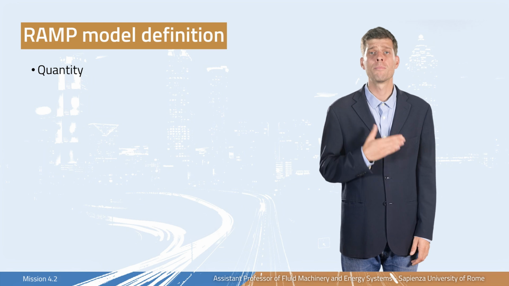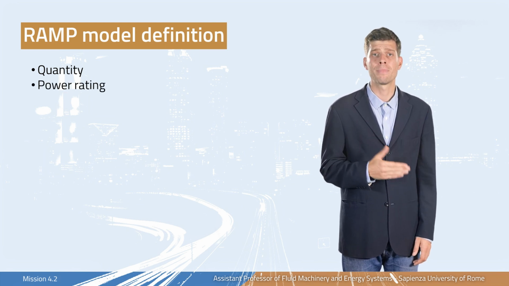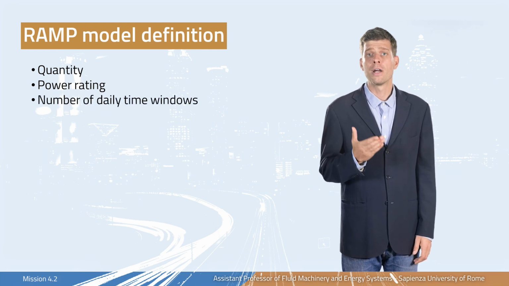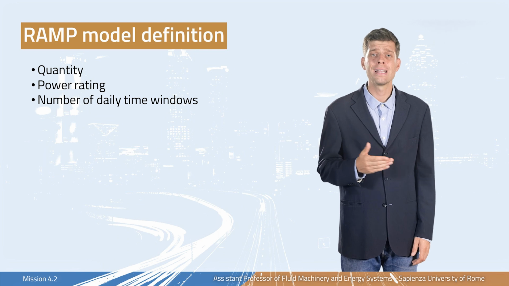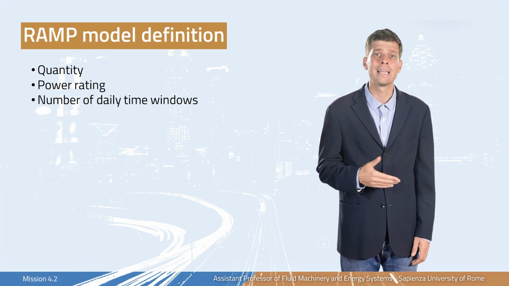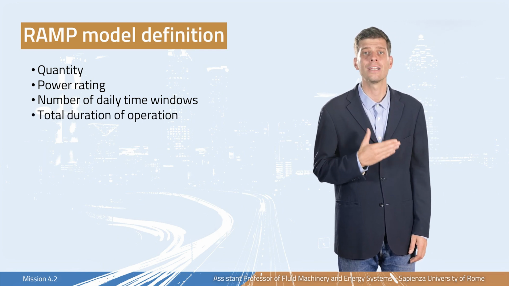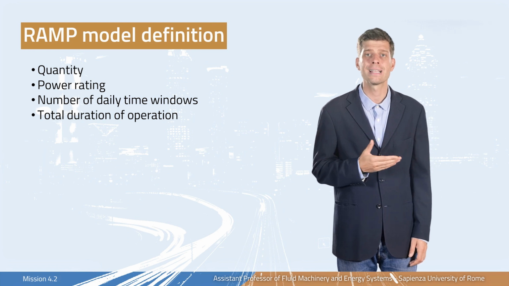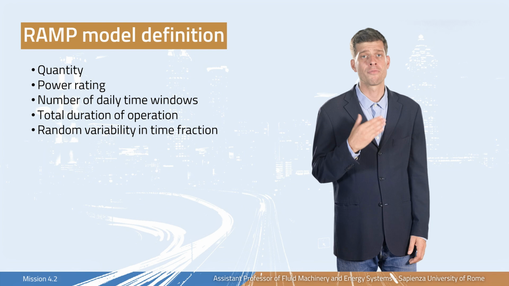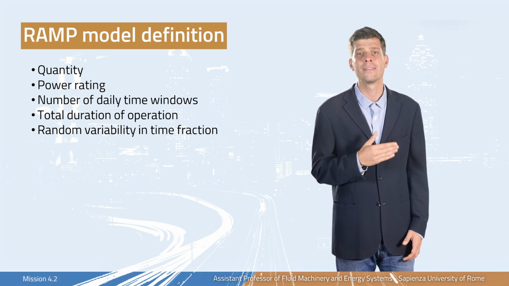The quantity determines the number of appliances. The power rating provides the average power consumption of the appliance in watts. The number of daily time windows defines the number of distinct time windows within a day when the appliance is likely to be used. The total duration of operation specifies the total duration in minutes that the appliance operates throughout the day.